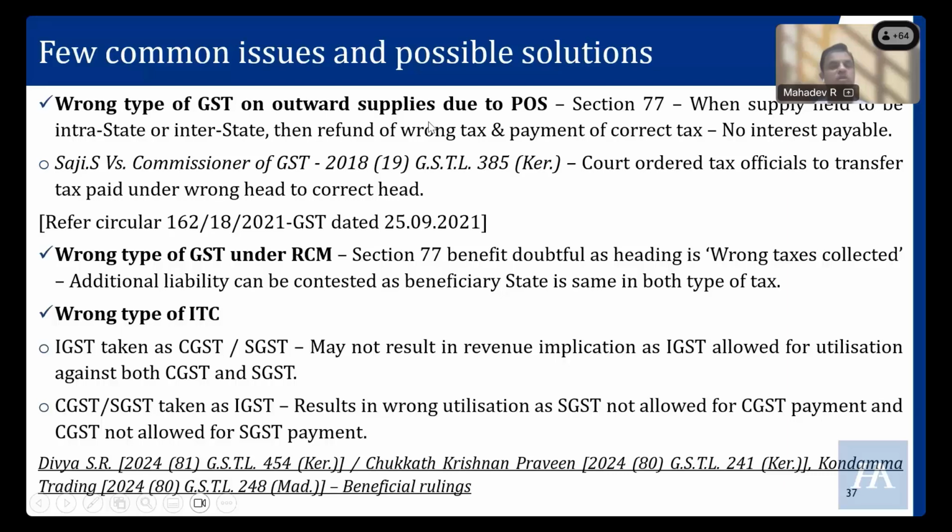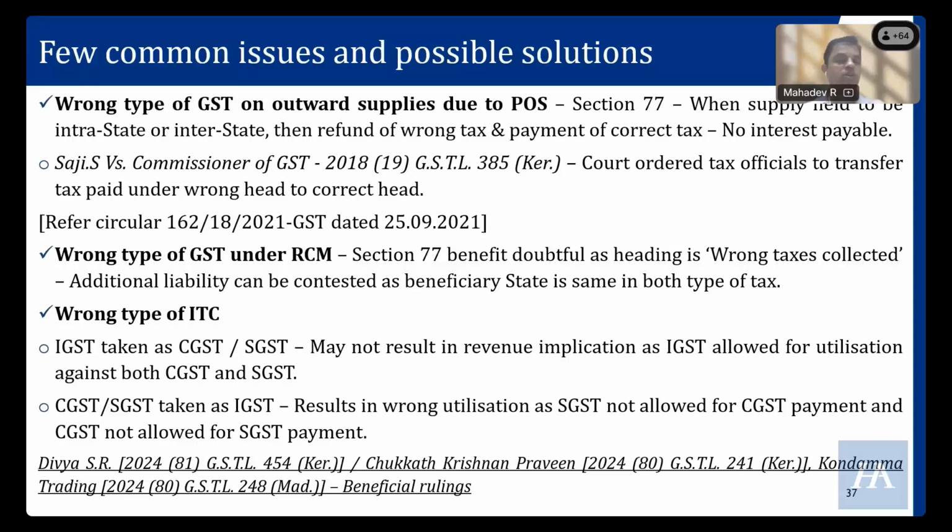Then few other common issues which are there. Wrong type of GST paid. I am supposed to pay IGST, but I have paid CGST, SGST. Then benefit of section 77 can be claimed. What will happen if in case of RCM I have done this mistake? I have taken interstate supply, I should have paid IGST, what can be done in that case?